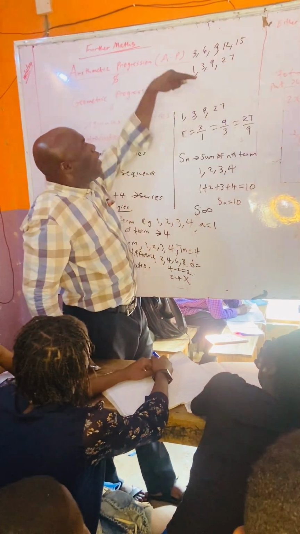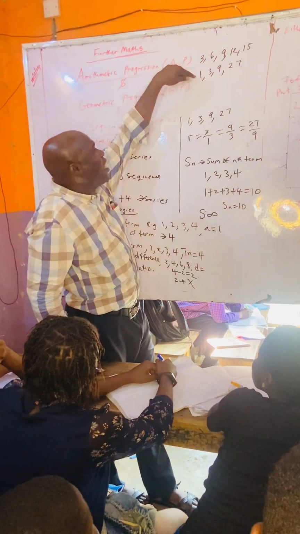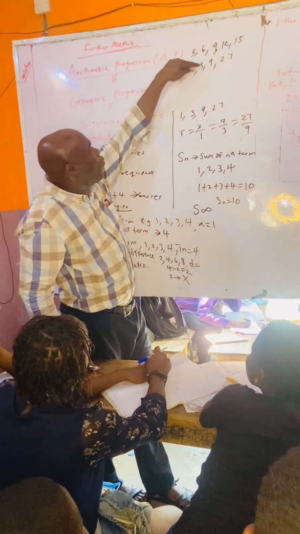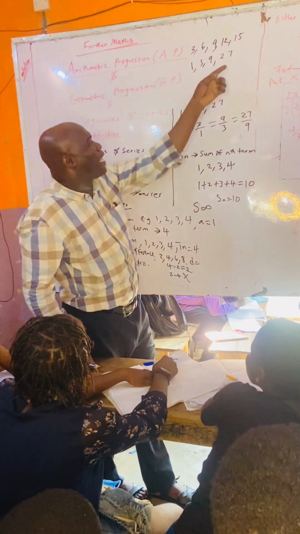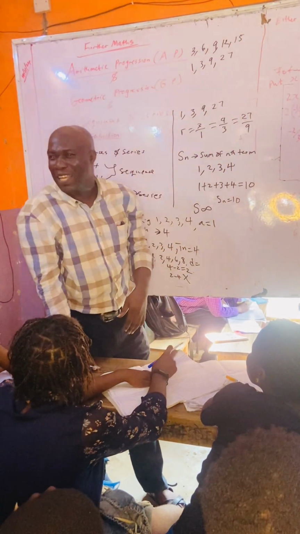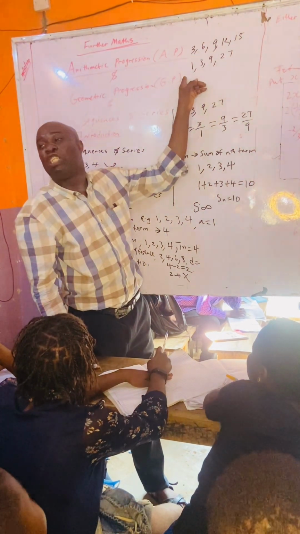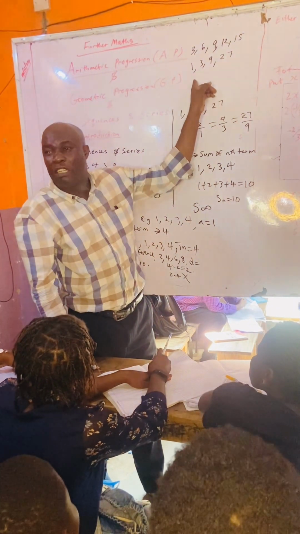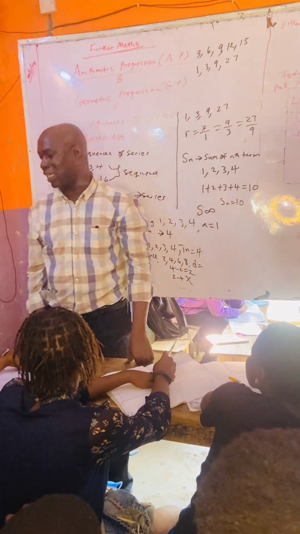But when you look at this one, from 1 to 3, the common difference is 2. From 3 to 9 is what? 6. From 9 to 27 is far. That's to tell you that it is not AP but what? GP. So here there's nothing like common difference, but common ratio. Are you getting my point now? Yes.